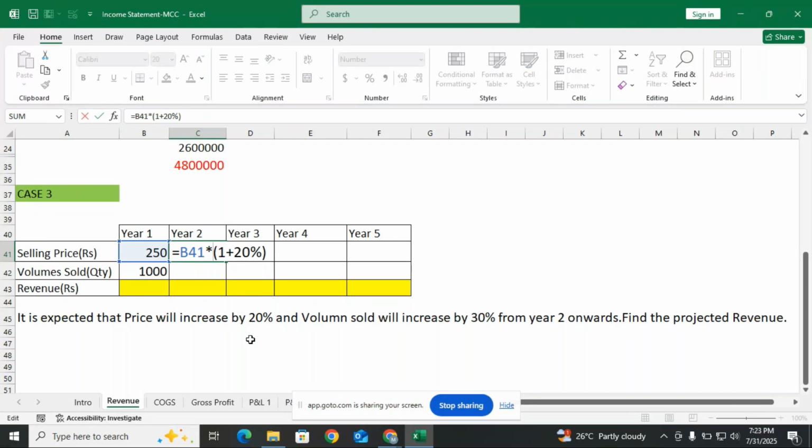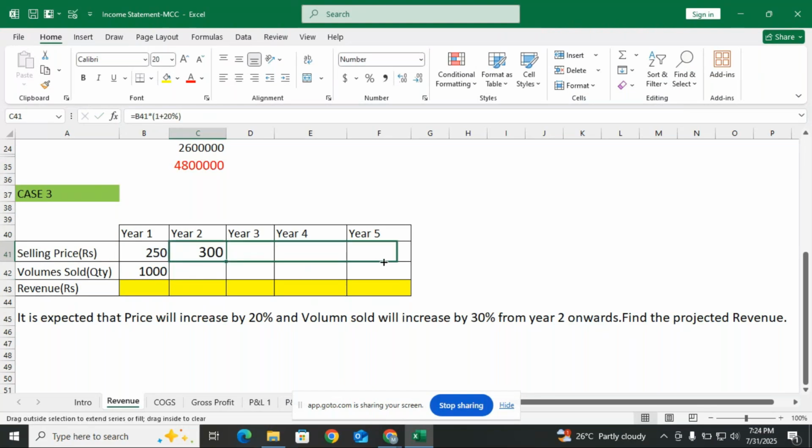See, if I remove the 1 plus and keep only 20%, I'll get by how much it has been increased. But I want the increased value, so I just add 1 plus. Then I'll get the increased value. Again, if I drag for the other years also, I'll get the same pattern. So for each year, it has been increased by 20%.